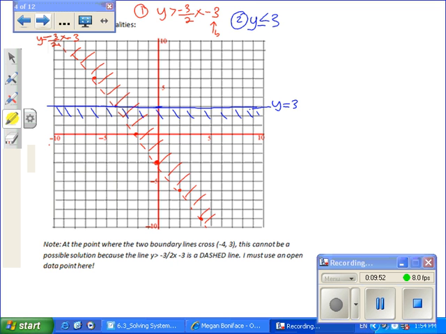The only solutions for this red inequality would have to be above that line, or in the upper plane that I had shaded. But there's no way that I can have a solution on the dashed line because there's no equal sign under that inequality sign.